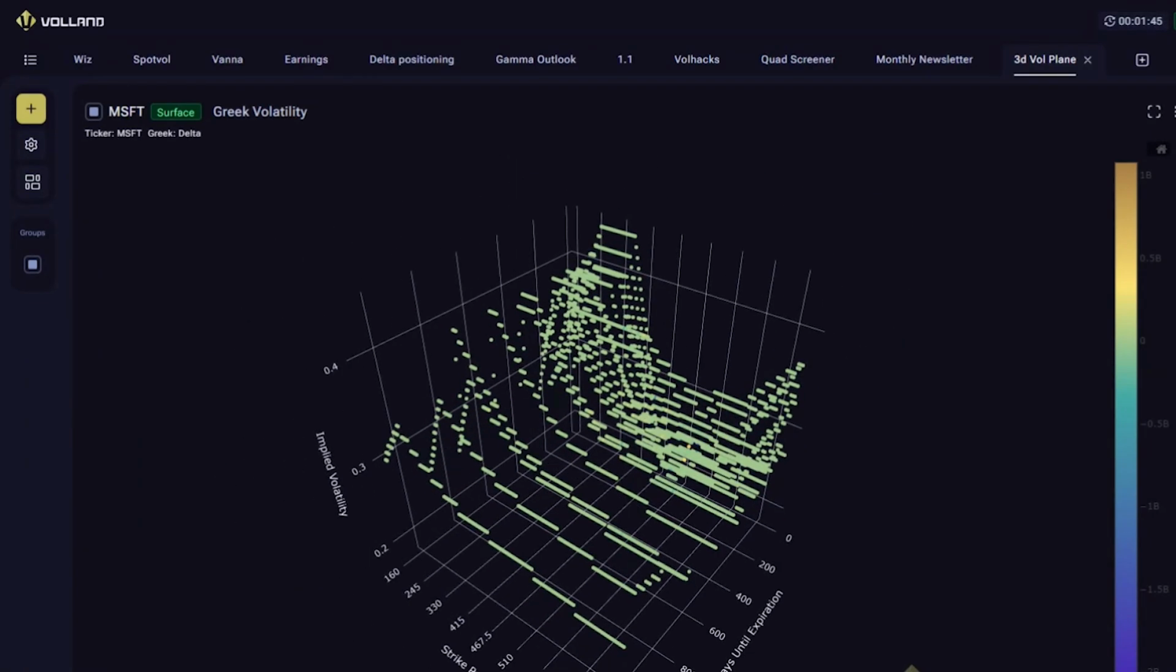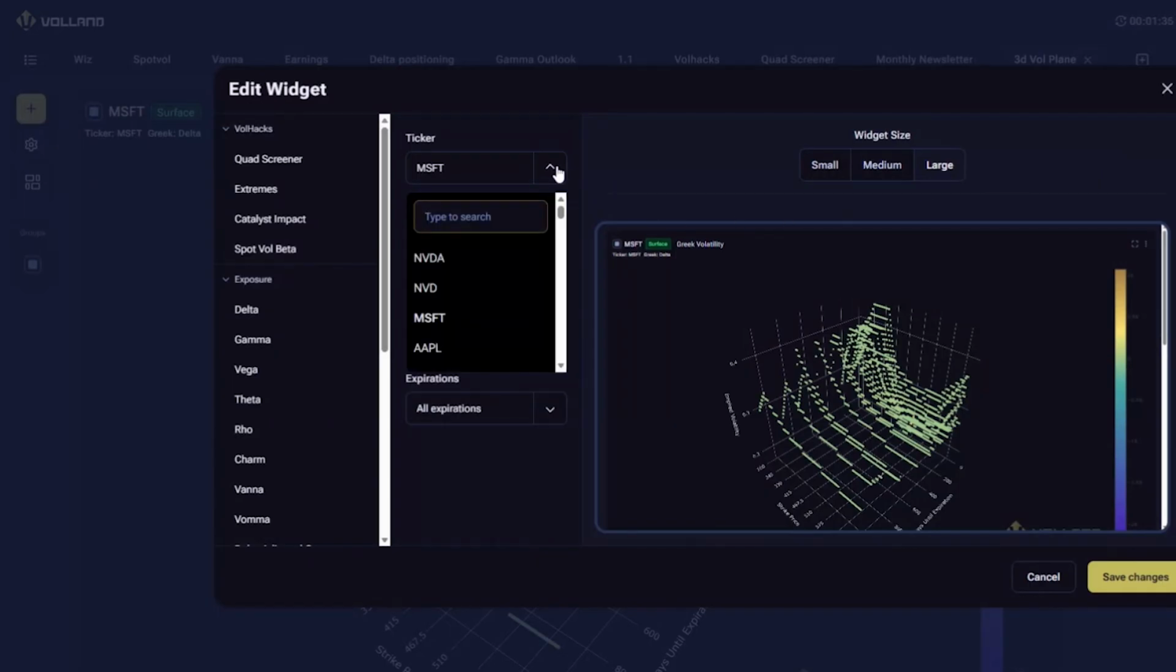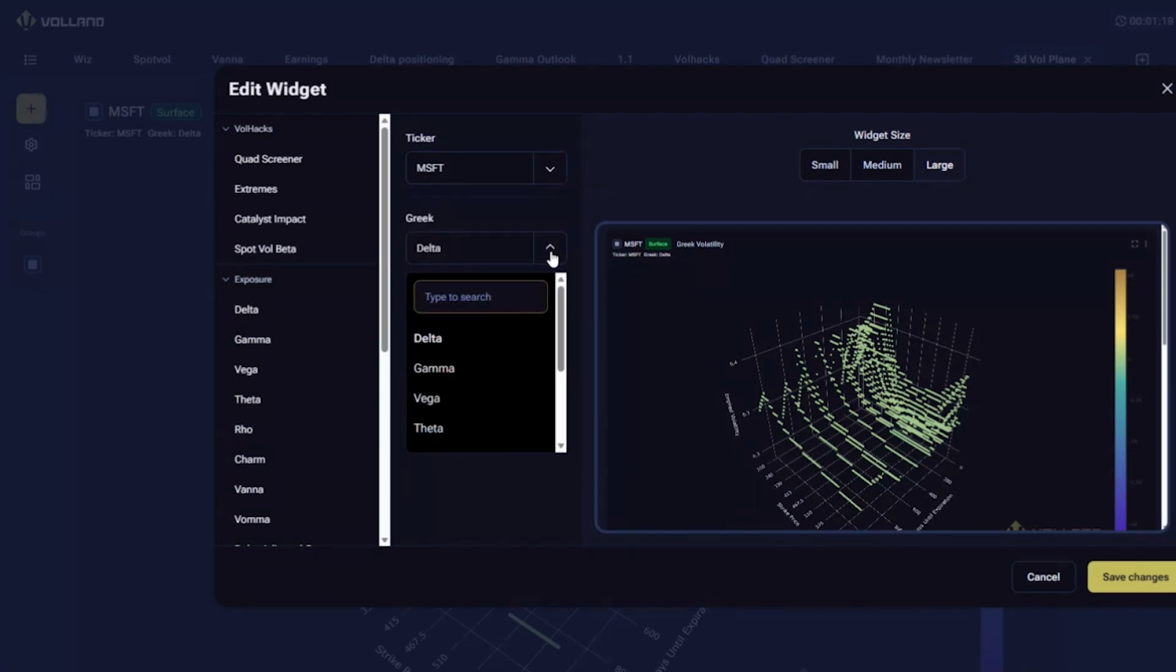When we added this widget, we had several choices of what we wanted to show. Your first choice is what ticker you want to see. The 3D volatility plane is available for all 1,000 tickers we have to provide. The second choice is what Greek you want to see the dealer exposure in. The Greeks are shown through the coloring of the dots in the volatility plane.